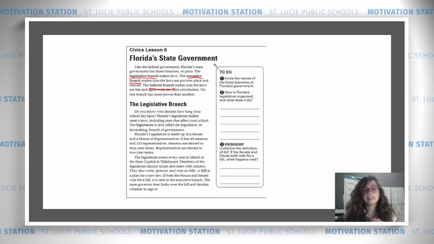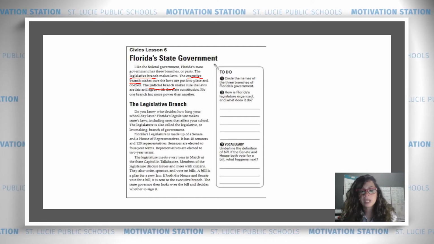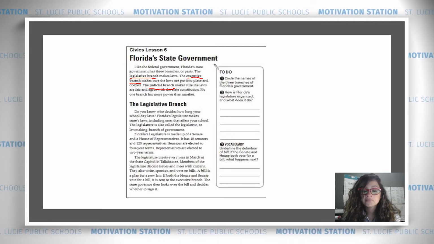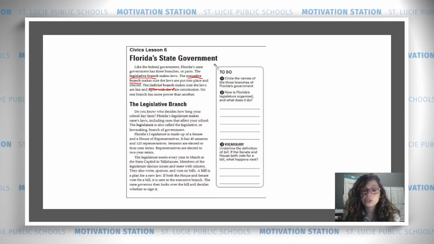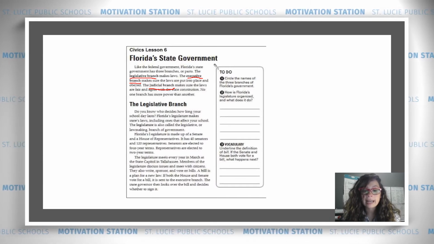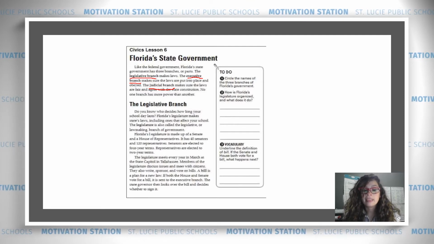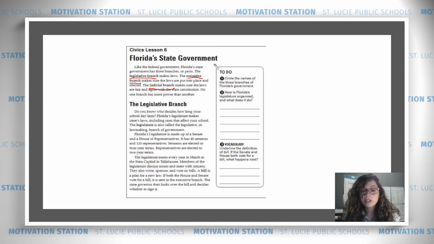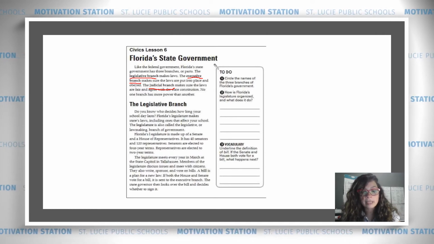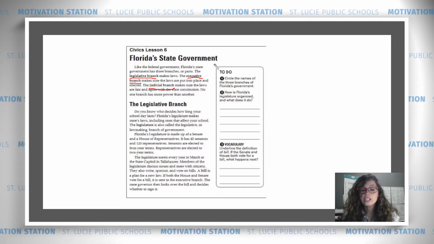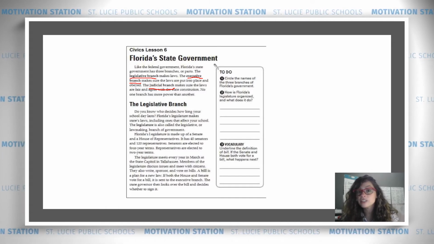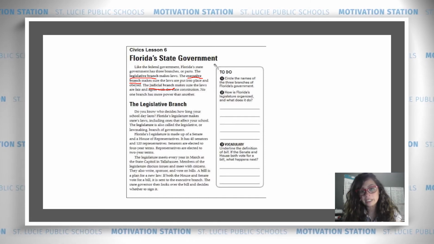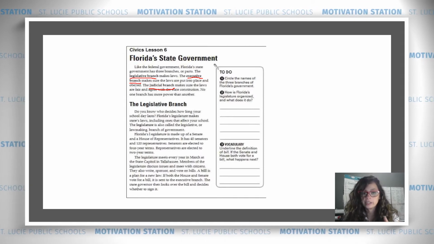And again, the 3 branches are legislative, executive, and judicial. So let's learn about the legislative branch. What do they do specifically? Do you know who decides how long your school day lasts? Florida's legislature makes sure laws, including ones that affect your school, are made; they are the ones in charge of making it. The legislature is also called the legislative or lawmaking branch of government. So the legislature branch is the one that makes all of our laws. So they're the ones that make sure that we, in Florida specifically, follow those laws.